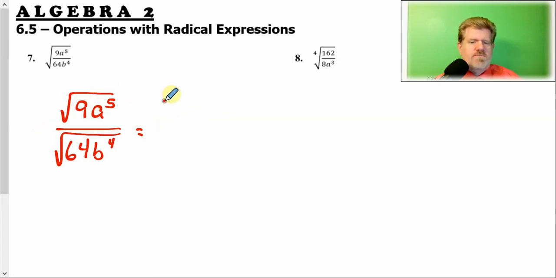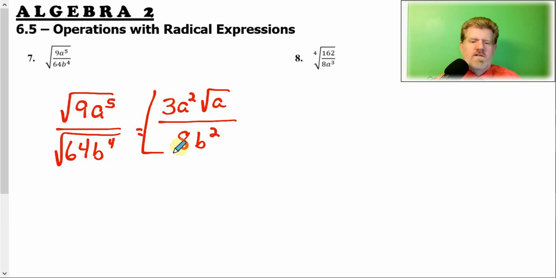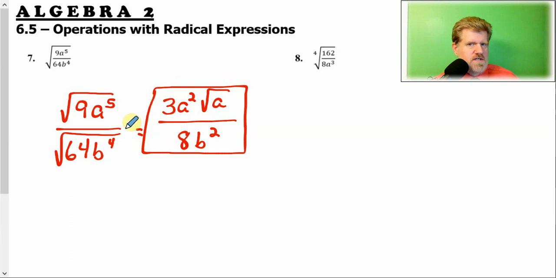Square root of 9 is 3. The square root of a to the 5th. Well, it's a 2 out here, right? So the square root. So 2 goes into 5 twice, with 1 remainder. All right, square root of 64 is 8. b to the 4th squared. 4 divided by 2 is 2. There is our answer. Nothing else you can do to simplify it. Remember, simplifying means we can take out as much as we can take out, and in the denominator there's no radicals. We haven't reached that situation yet. All right, so you're okay here.